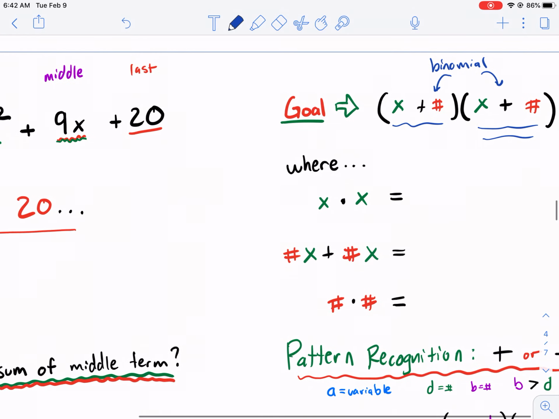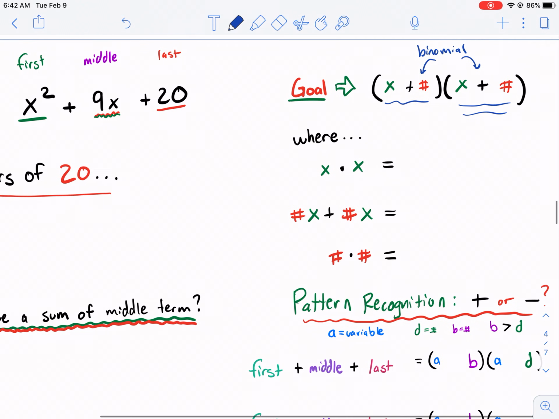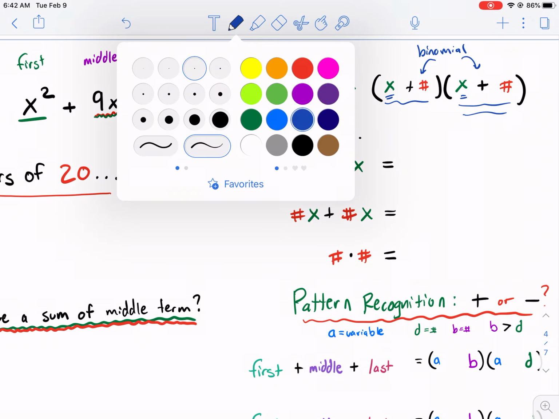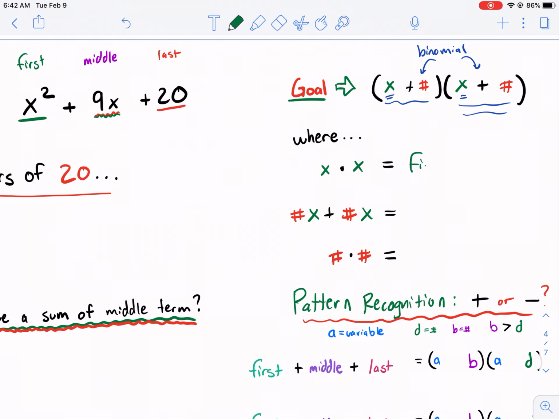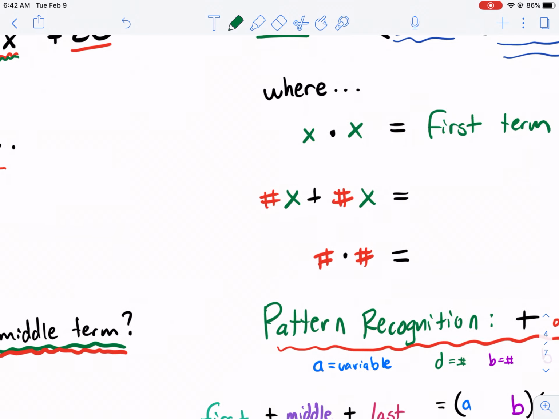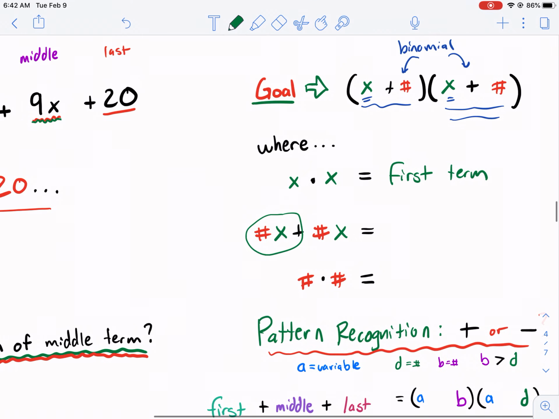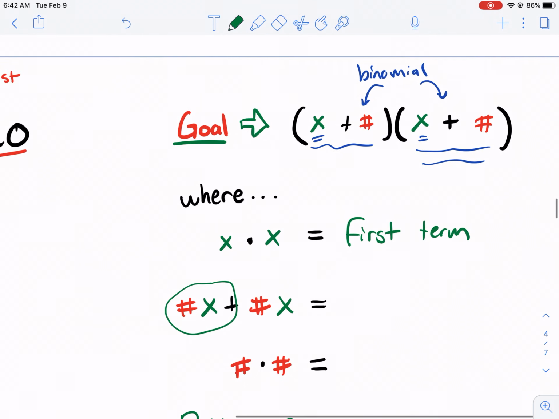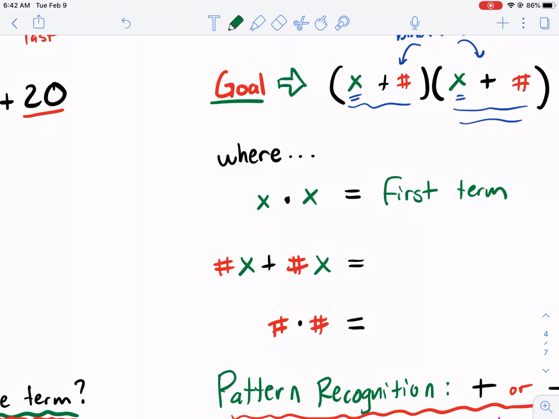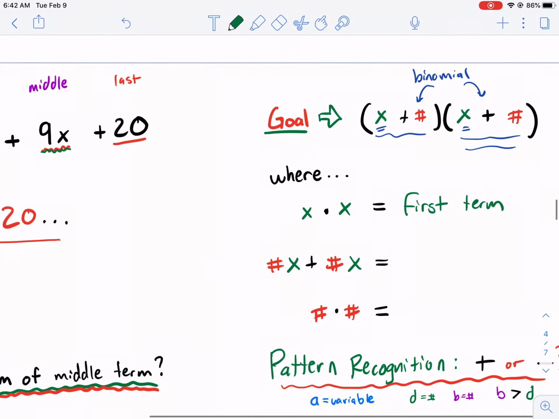Now, we want the binomials to be set up where x times x, this is the first slot, the first slot in both binomials. We want x times x to be equal to our first term. So first term is our x times x. The second part is we want the number, as you can see, that's our second slot there, our number times x plus our number times x to be equal to our middle term.